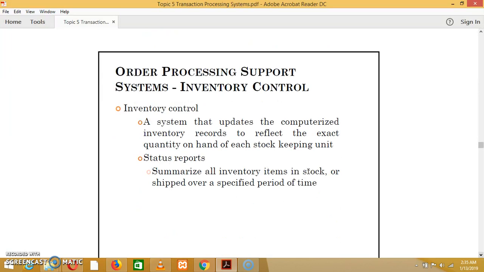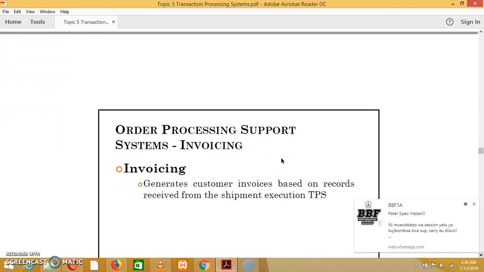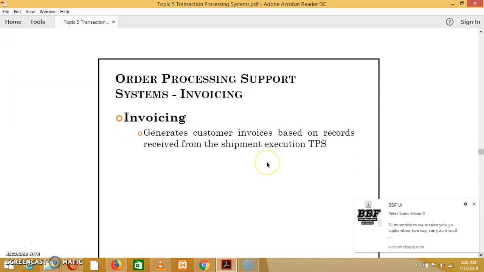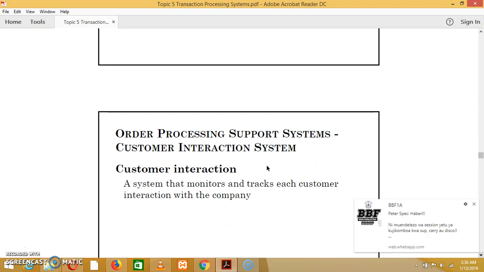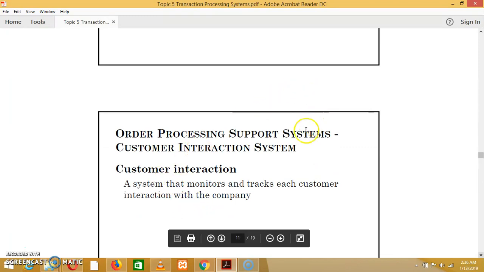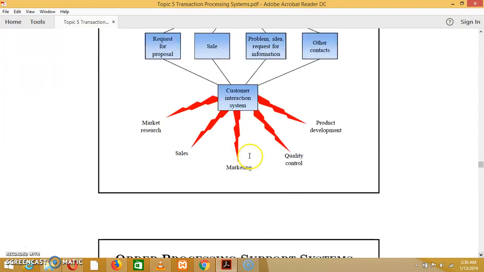So talking about inventory control, this allows us to update the stock that is available and keep records of the inventories that are there. Also, we have invoicing, which generates customer invoices based on the documents received from the shipment execution TPAs. Customer interaction monitors and tracks each customer interaction with the company. It is a system that helps us understand how the customer is interacting with our system.